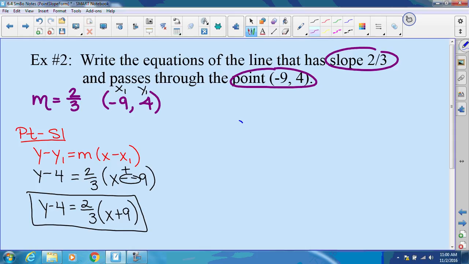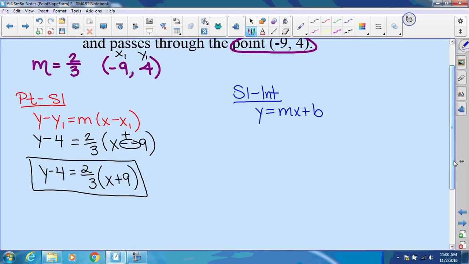Now I'm going to write my answer in slope-intercept form. Remember, slope-intercept form is y equals mx plus b. So anytime you're doing slope-intercept form, you're trying to solve for y. So I'm going to rewrite my equation that I have in point slope form. And now I'm going to solve for y.